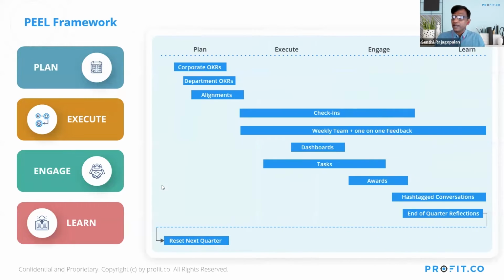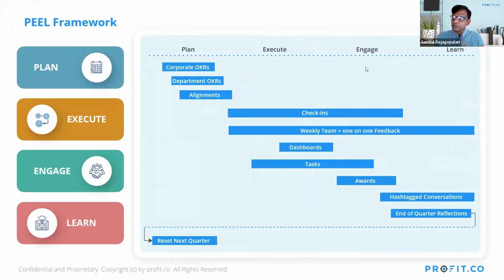And when you actually use a tool and explore it a little bit more, this is how it's going to look. So in the planning cycle, as we saw before, you have OKRs defined at various levels. You do alignment, and then week after week, you do check-ins, you do team reviews, you have dashboards to report the progress, and you may have multiple ideas to improve engagement, including awards, maybe great hashtag conversations, and then end up with an end of the quarter reflection. So that's really the foundation for the session today.